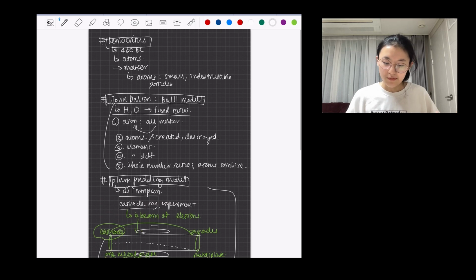So we've looked at three different types of models. In our next video, we'll be looking into the nuclear model, which came from Rutherford's gold foil experiment and which is more relevant to the nuclear models that we know of today.